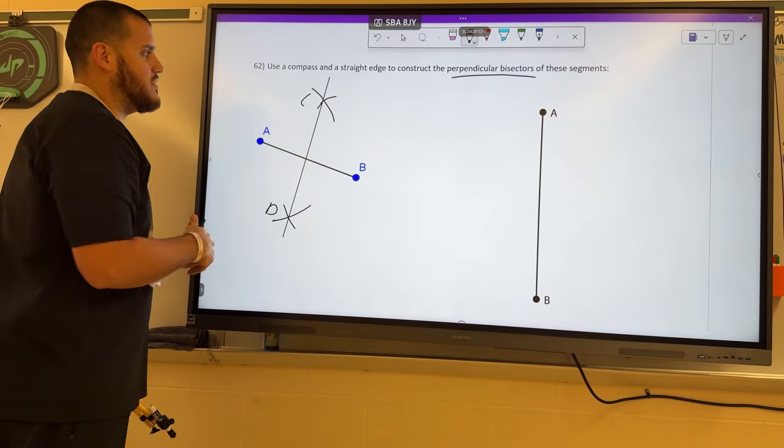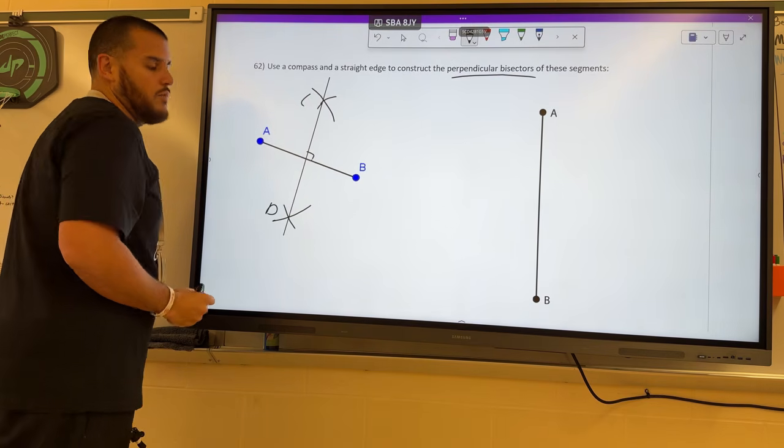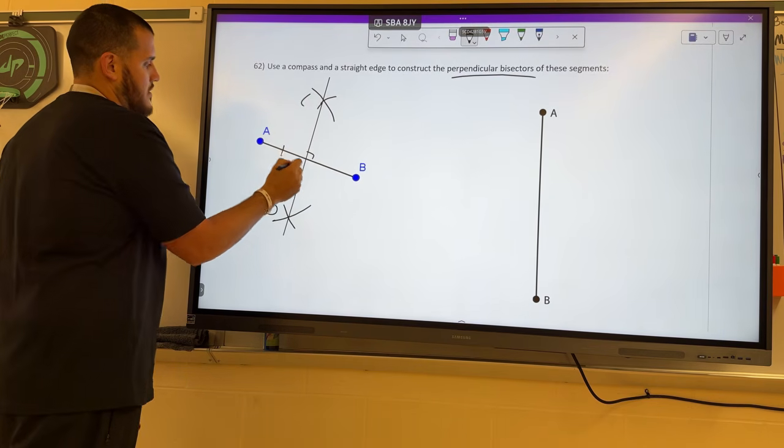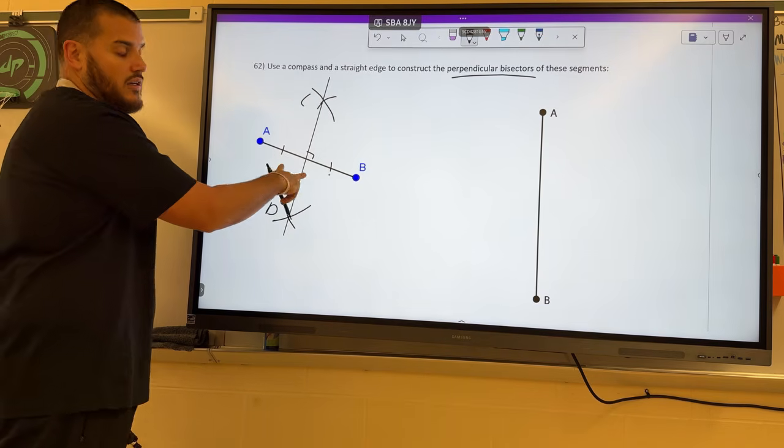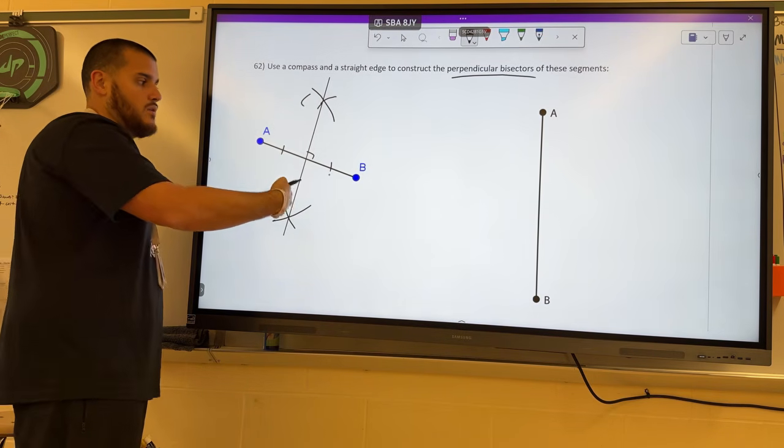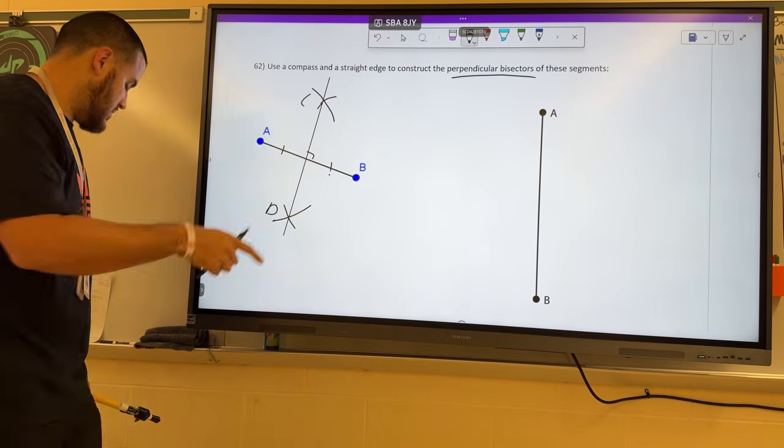It's not perfect on my screen, okay, but this would be a right angle perpendicular to this segment, and this half would be congruent to this half. So it's bisecting it, cutting it in half, and that segment is perpendicular to my original segment.